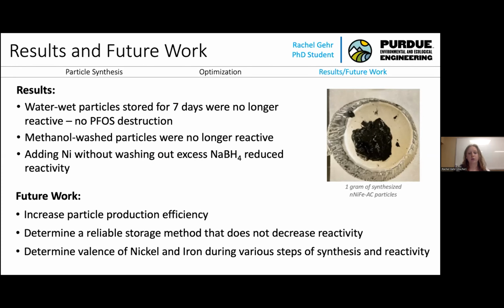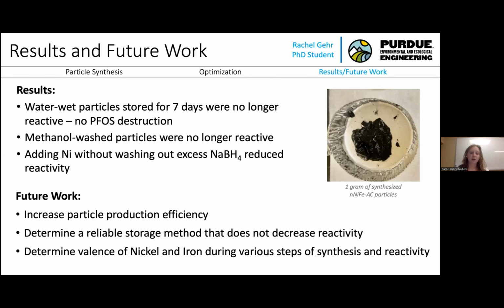We're going to use spectroscopy after each wash to see if there's a difference, and if we can decrease the number of washes. And finally, again, we've tried storing the particles in different solvents or with dry storage to determine the shelf life of these particles, and we want to continue some of those experiments. We have a couple of ideas for other storage methods that might be more effective and will perhaps even improve the reactivity with PFAS.